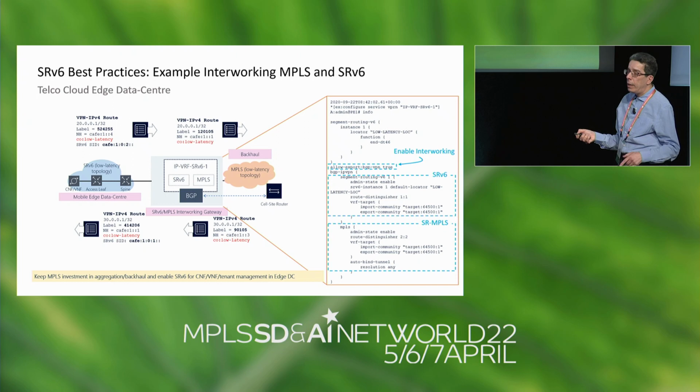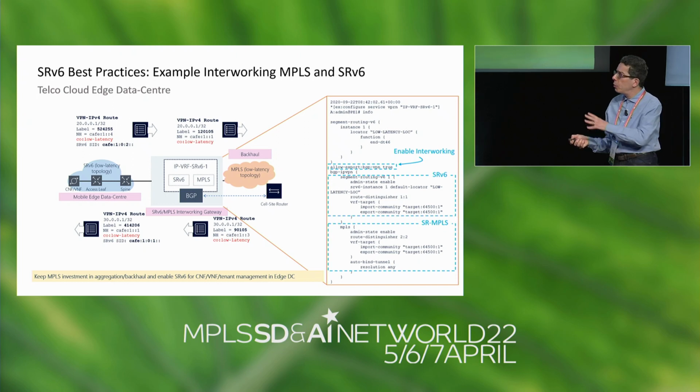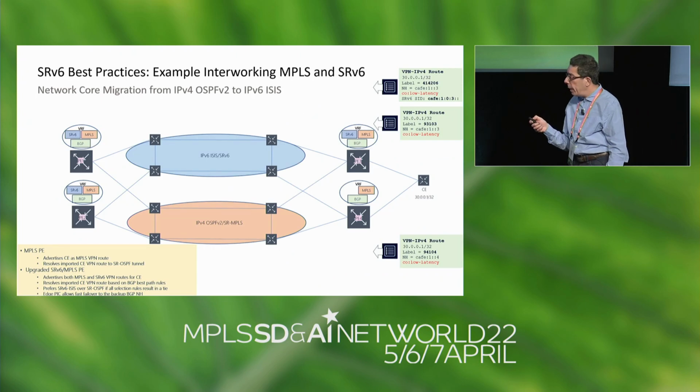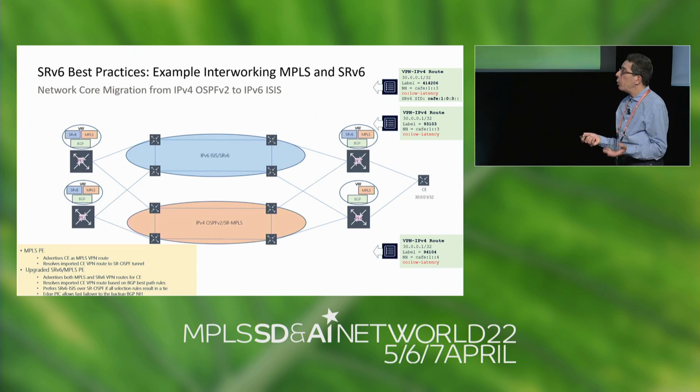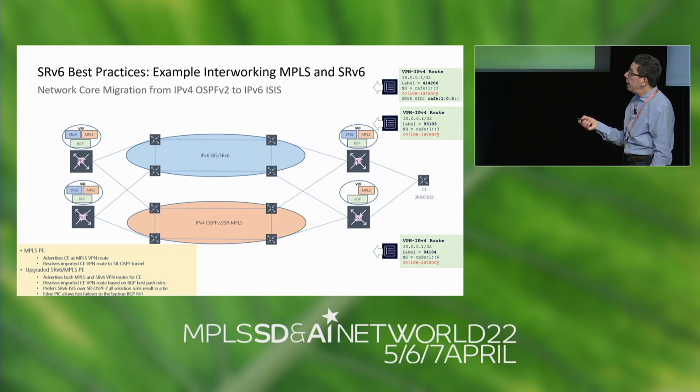So my colleague Jorge has a presentation, I think at 5 p.m., where he goes into more details about these use cases. The other use case I thought of was if you're doing a network core migration from, say, IPv4 OSPFv2 to IPv6 IS-IS, you can still do that migration node by node in the sense that you can deploy, obviously, your P routers that are SRv6 capable, and then you keep your existing MPLS routers. And then you go PE by PE and you start your upgrades.